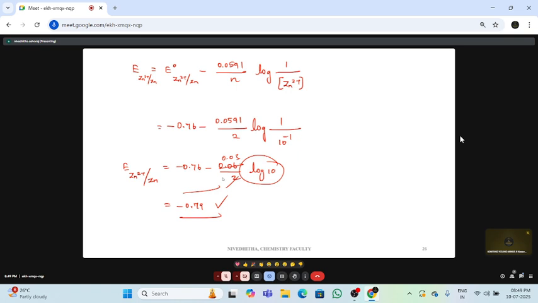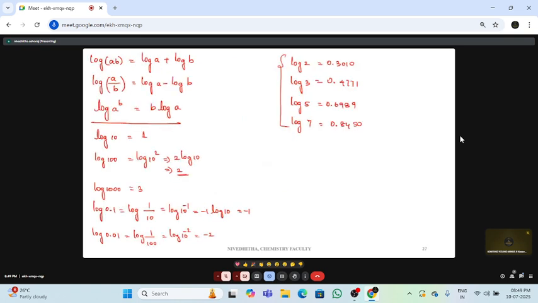What is a cell? Definitely we'll be having two electrodes. If any of the electrodes is under non-standard condition, or if both the electrodes are in non-standard condition, then you can use the Nernst equation. And I'll give you the Nernst equation for a cell also. It is very similar to your Nernst equation for an electrode.